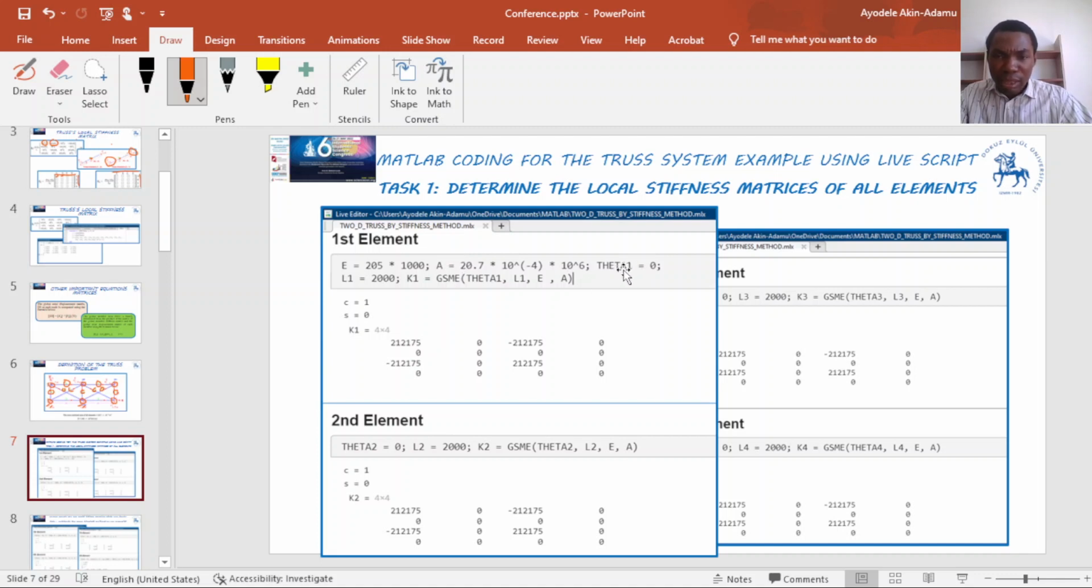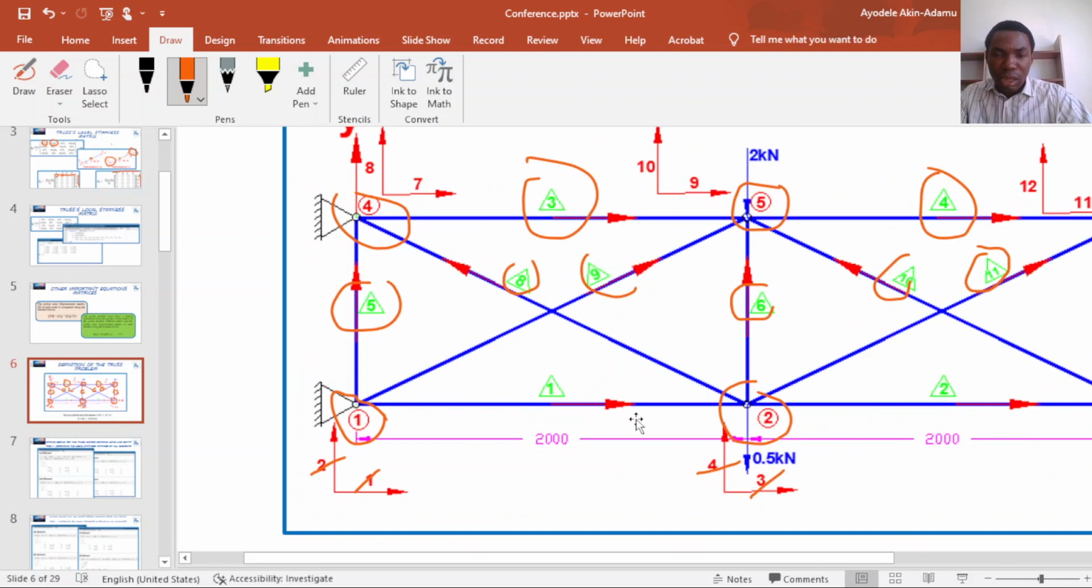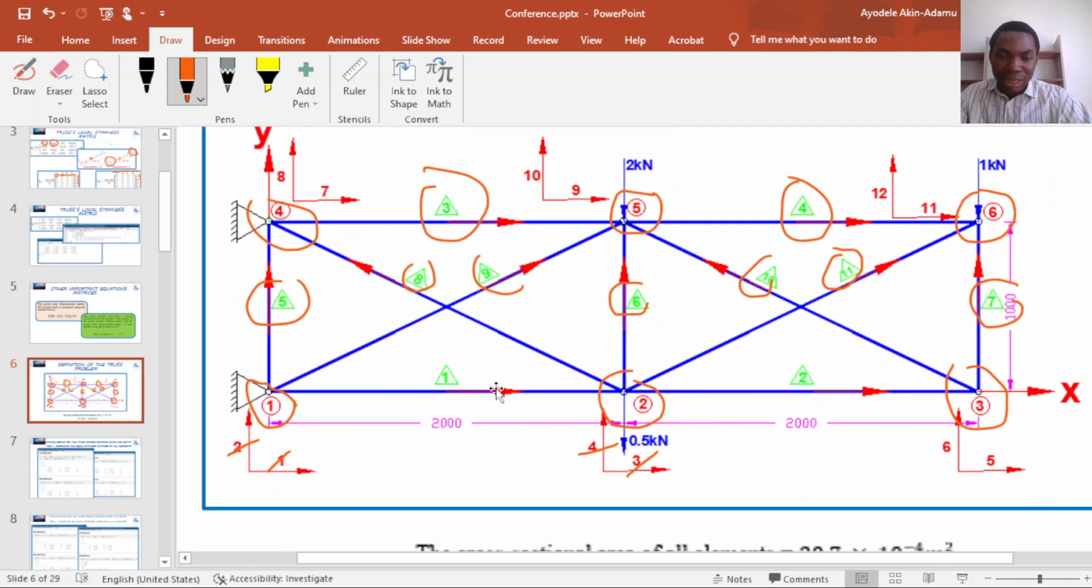The theta for the first truss element is denoted as 0. Why is it 0? I will show you why. In my problem, this is my truss 1. Oh, I didn't talk about something. You also need to denote the direction of your arrow, which is very important when you are defining your truss model. For this problem, you can see the red arrows. For element 1, I put an arrow pointing from node 1 to node 2.